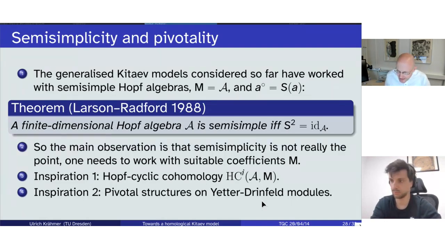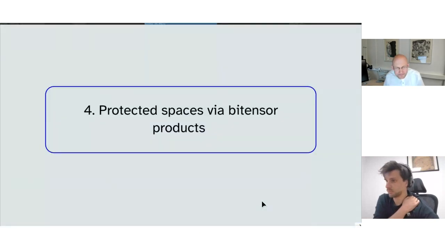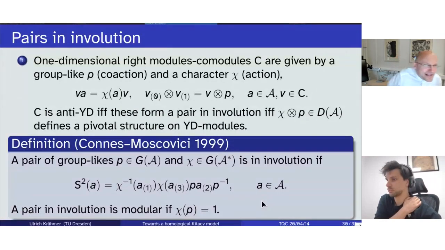And well, so as I said, we will now get into this definition of these protected spaces, where we generalize this formula where S squared is the identity, and we take inspiration from two sources which are in a sense equivalent. One is this Hopf-cyclic homology business of Connes and Moscovici, and the other one is when you think about what is a pivotal structure on the category of Yetter-Drinfeld modules. Good. So, final part, protected spaces via bitensor products.